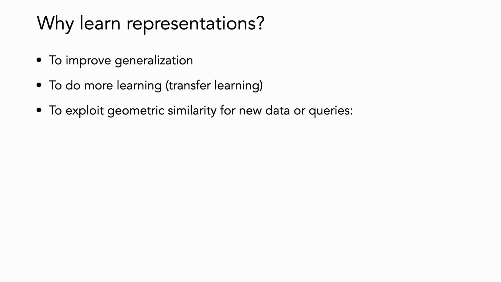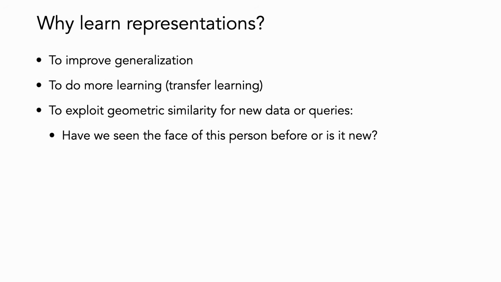And then another version is to exploit something like geometric similarity for new data or queries. So what does geometric similarity mean? Well, one thing might be, have we seen the face of this person before, or is it new, right? There's something physical and structural about our face that should be similar regardless of maybe the lighting, the pose, the orientation. Or another version might be in retrieval, right? Can you build representations that let you find items similar to a given query? So if I say, hey, here's something I just found, have we ever seen something similar to this before?